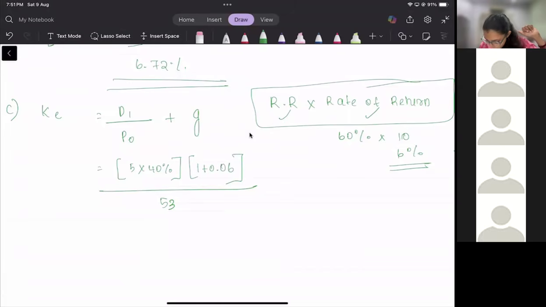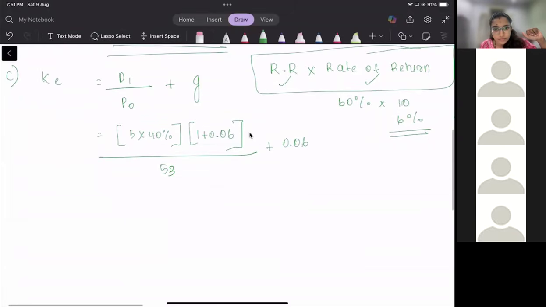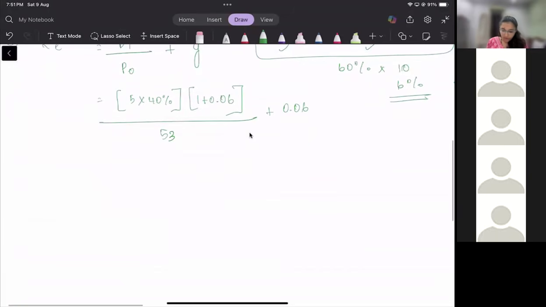Aditya, is it clear? Yes. So can you solve this?